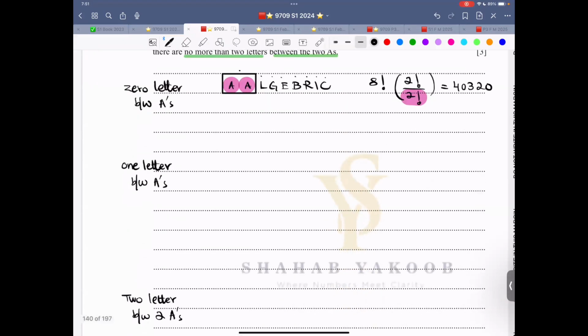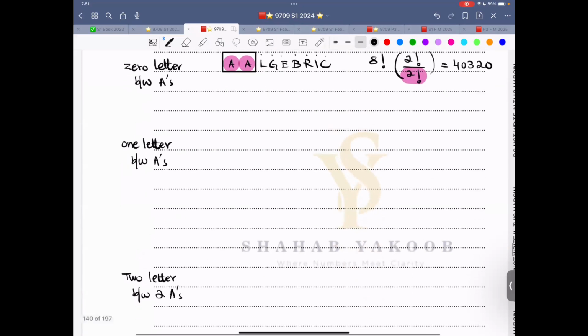Now, what about 1 letter between the A's? Let me do one thing. Let me write over here 1, and then a gap, and then an A over here, and then I have 1, 2, 3, 4, 5, 6, 7, 8, and 9. Now look at the positioning. A is over here, A is over here, and the rest will fill up the space.